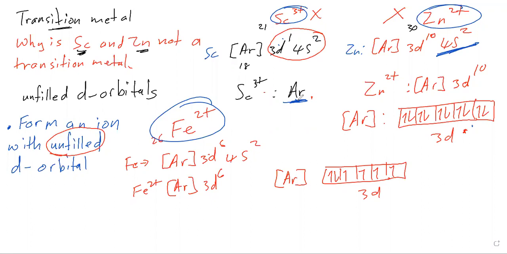So that is after we add or subtract the charge, after it loses electrons. Scandium just has Sc3+, and zinc only forms Zn2+. So they are not transition metals. If you look at Fe2+, when it becomes Fe2+, the d orbital is unfilled. So it is a transition metal.